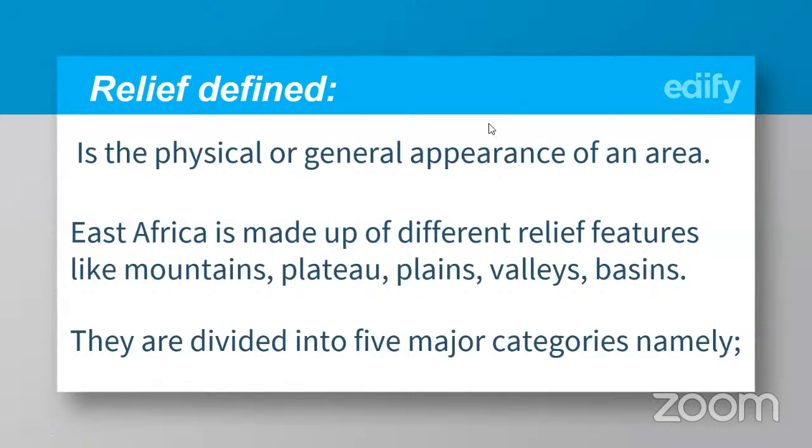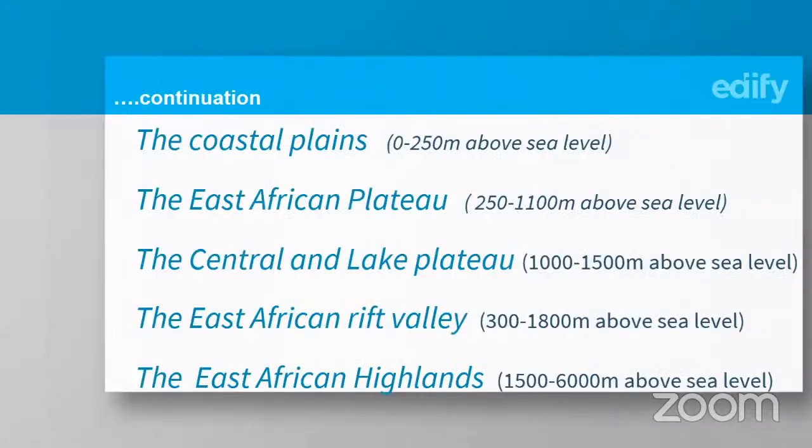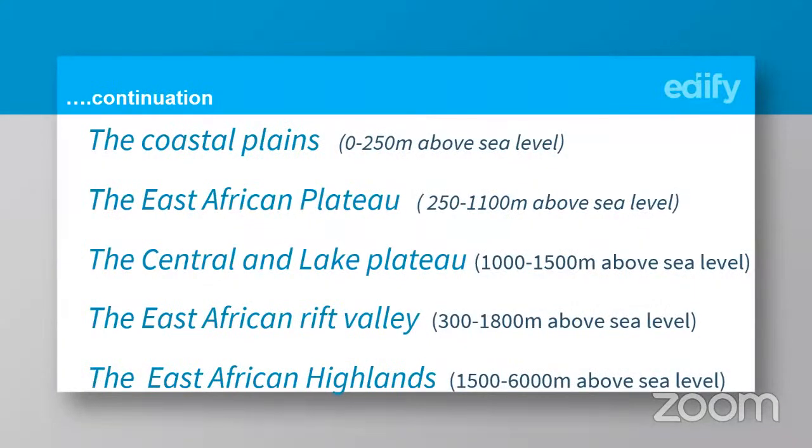So East Africa is made up of various relief features. That is the mountains, the plateaus, the plains, the valleys, the basins, which we are calling lakes. And those ones are the ones we have divided into 5 major categories. Okay. So let's look at these categories in detail. Let's see the major categories. Who is going to read for me the first one?